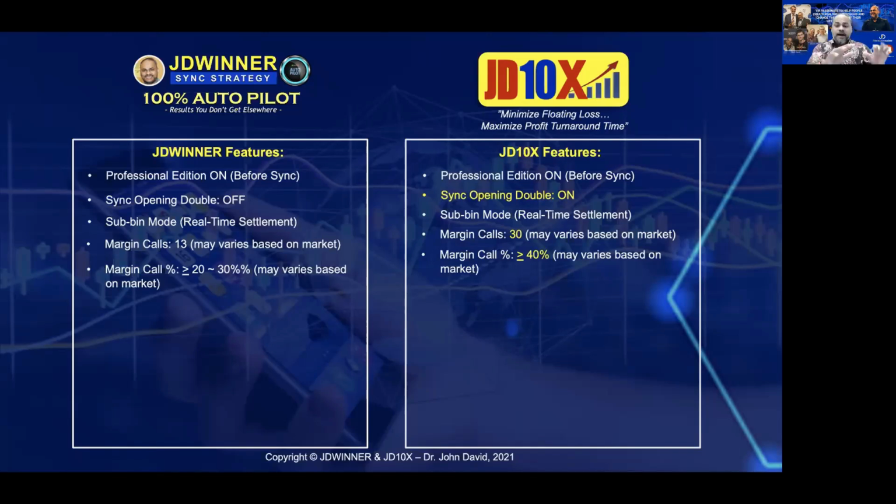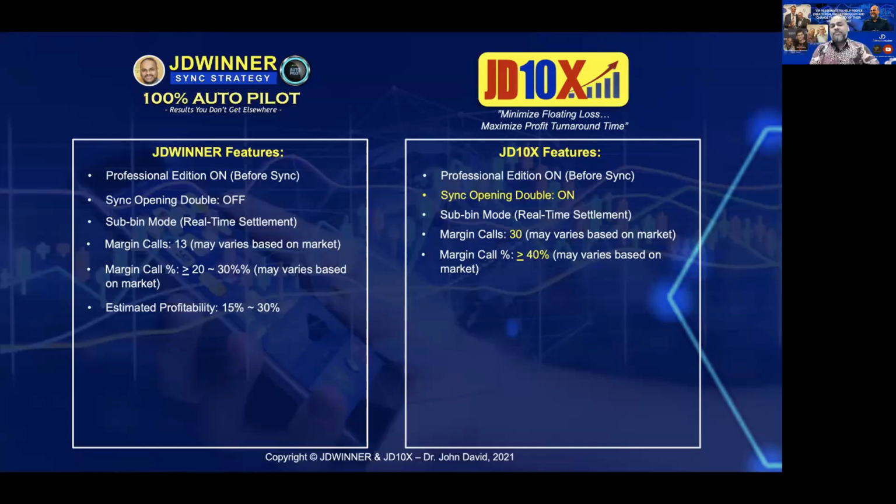So that's the reason why, if you look at the current market, when the market is coming down, if you're on JD Winner, most of the bots should already eat the 13th margin call. But for JD10X, it is still going on because it is 40% and it is 30 margin calls. Can you just imagine that? All right, so this is an important differentiation.